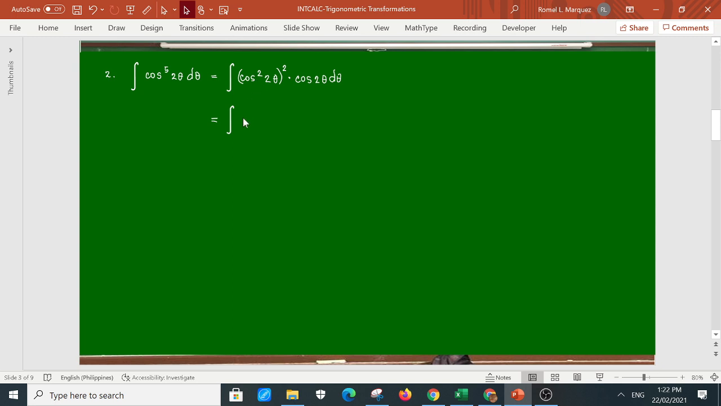What is the transformation that I'm going to have here, guys? So let me write here. This is to be transformed. Okay? So how to transform? You have to factor out, let's factor out. So we now have 1 minus sine squared. That's the identity or the transformation that we're going to have there. Quantity squared, then multiplied by cosine 2 theta d theta.